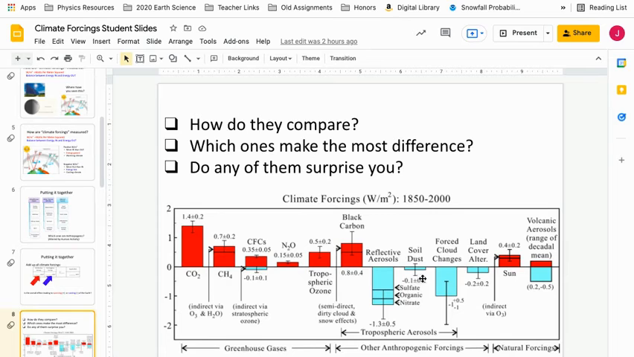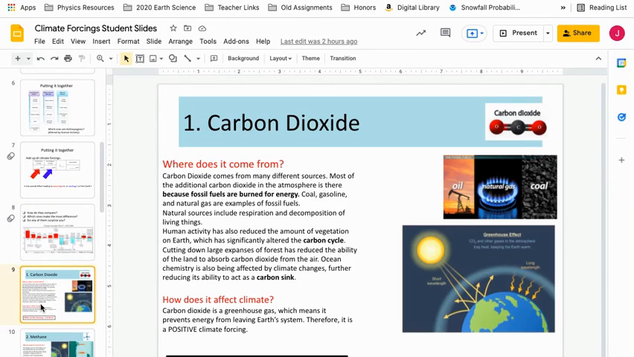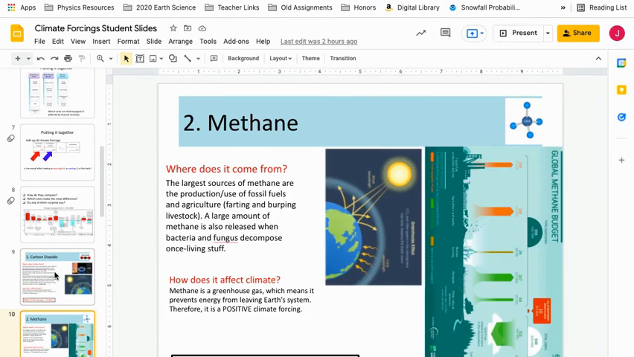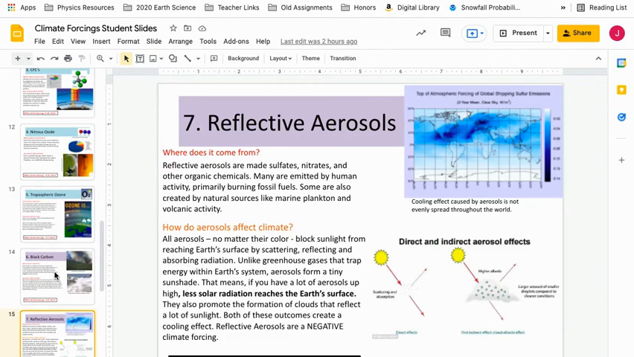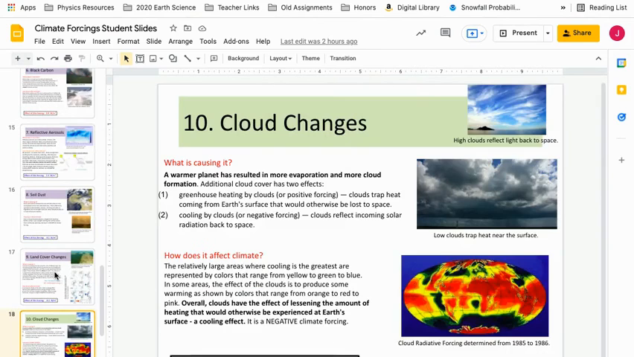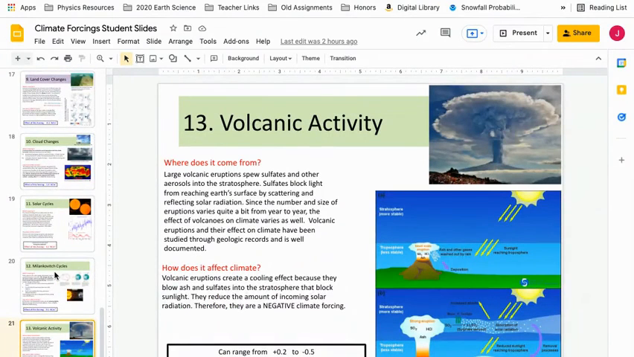This is just an overview. You should go through and look at this, an overview of all the different things that you'll be looking at today. And then each one of these slides going down, it's going to say where it comes from, give you some information about that and how it affects climate. And then this box right here will tell you how it forces the climate. And so you can go through and you'll see that there are 13 different slides that you'll go through, and you'll use these slides to fill out that sheet that is in the Google Classroom, and it ends right here. And then you're going to take this information and answer some questions.